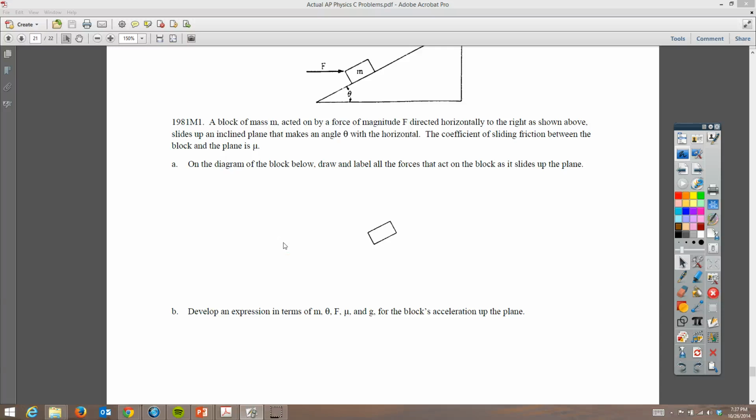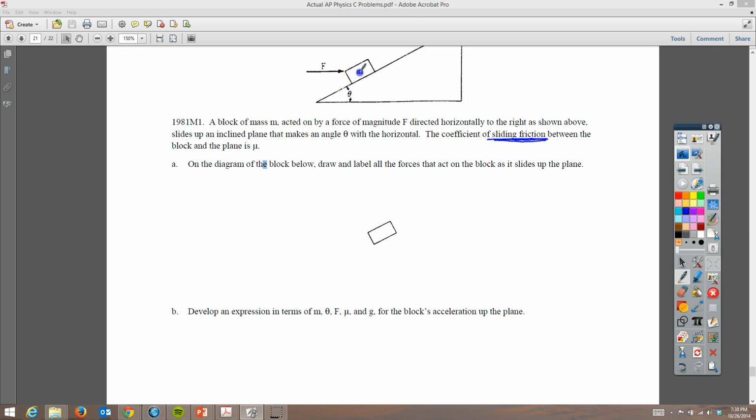Hey, this is Horner, and we are looking at 1981 M1 for AP Physics C. To start this one, we need to look at our diagram. We've got this block sitting on an incline, and there's a force pushing it to the right. So we think that should push it up the hill. Is there any friction? Yeah, there is. It says there's a coefficient of sliding friction, so we've got to worry about friction here too.